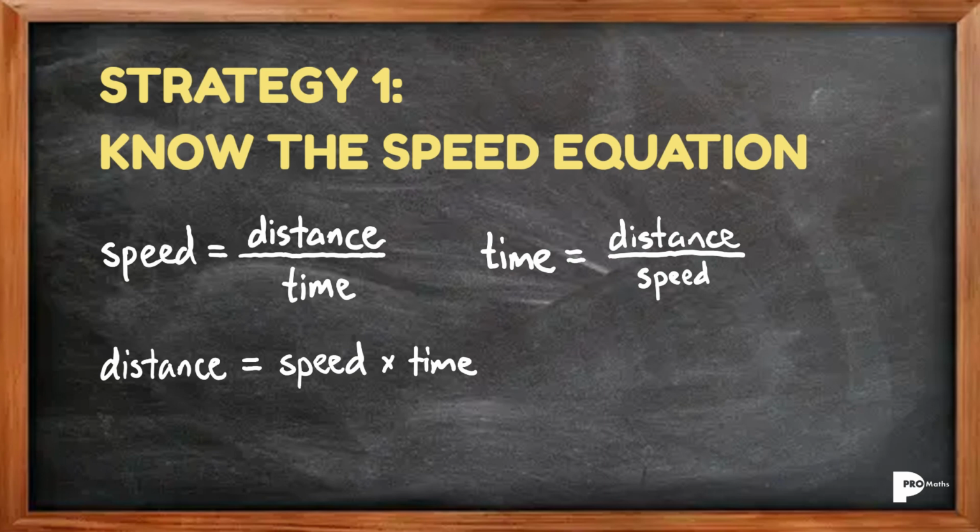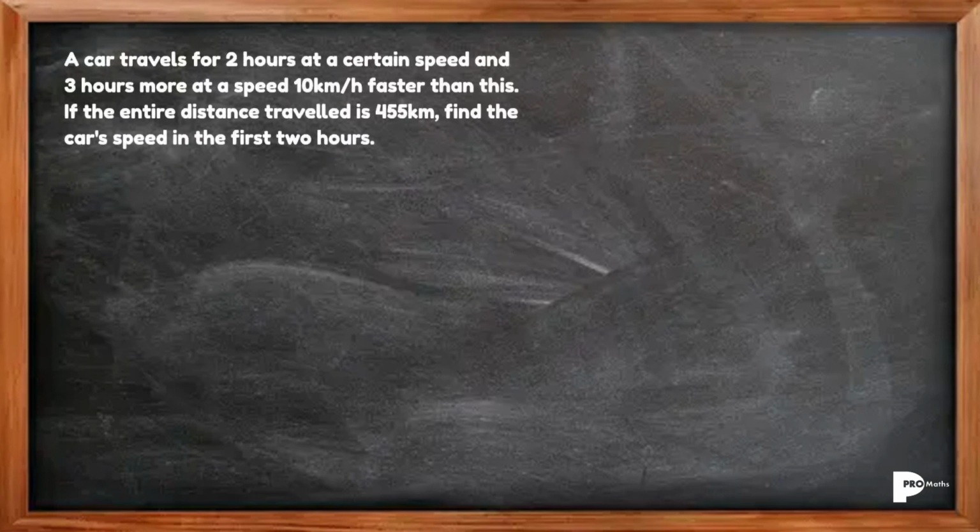Here's the first. A car travels for 2 hours at a certain speed and 3 hours more at a speed 10 kilometers an hour faster than this. If the entire distance traveled is 455 kilometers, find the car's speed in the first 2 hours.